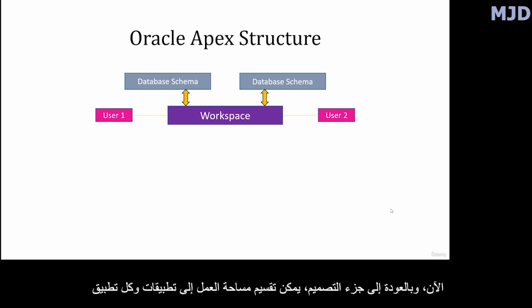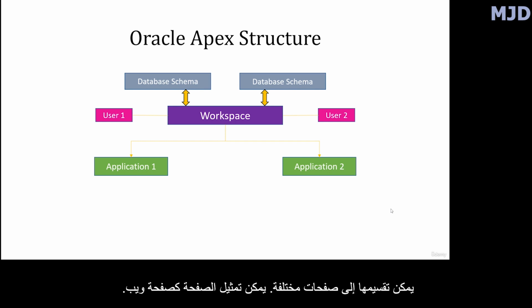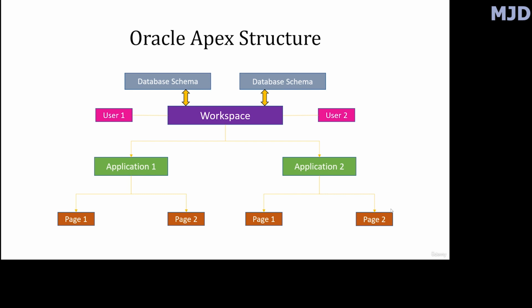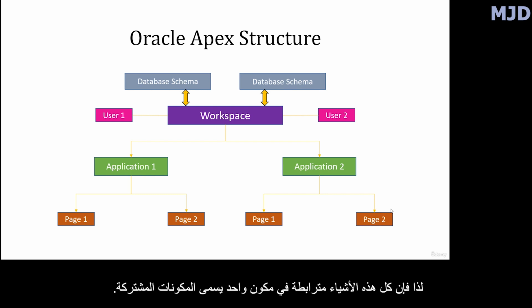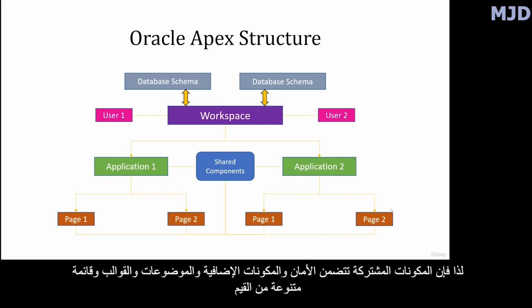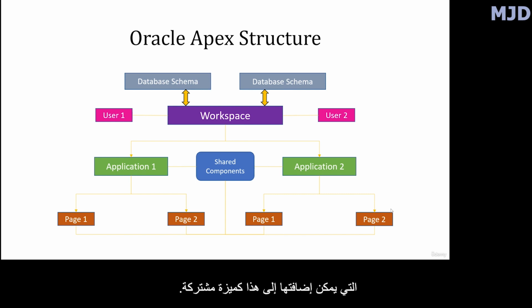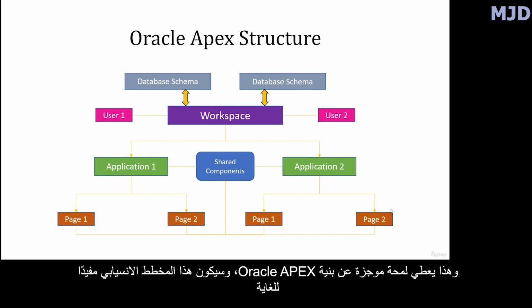Now coming to the design part, a workspace can be divided into applications, and each application can be divided into various pages. A page can be represented as a web page. All these things are interlinked to one component called shared components. The shared components include security, plugins, themes, templates, and various lists of values that can be added as a common feature.